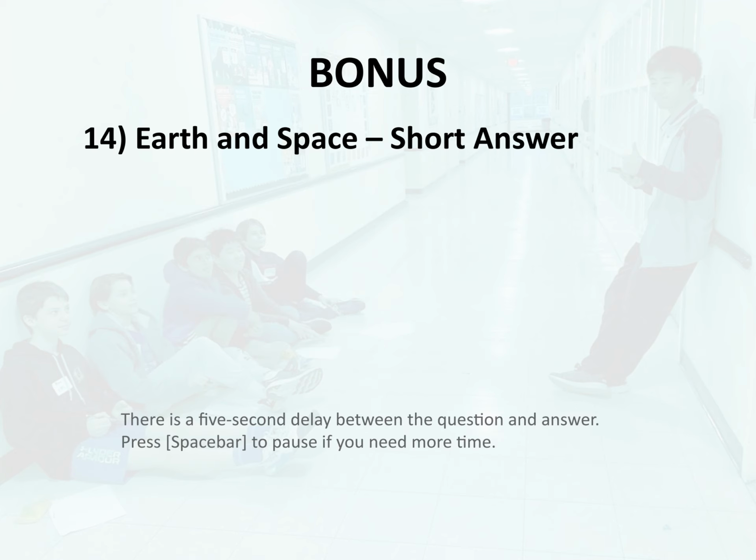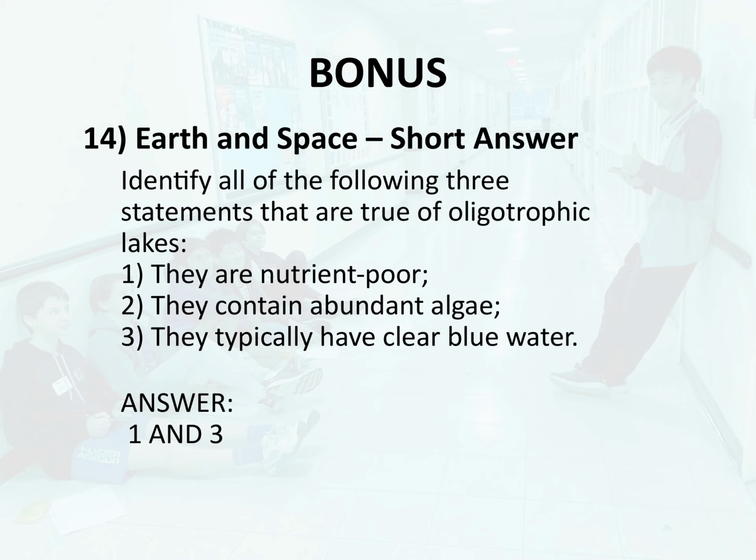Bonus 14. Earth and space, short answer. Identify all of the following three statements that are true of oligotrophic lakes. 1. They are nutrient poor. 2. They contain abundant algae. 3. They typically have clear blue water. Answer: 1 and 3.